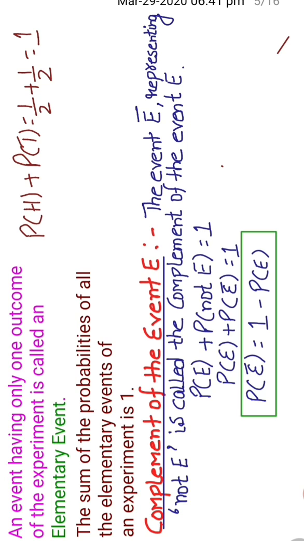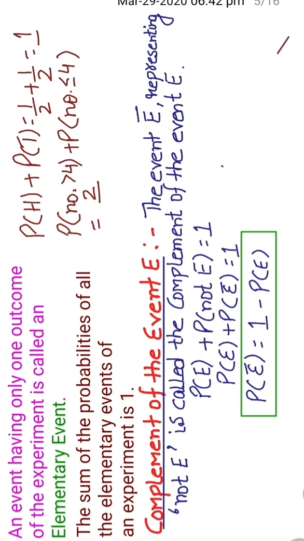Consider another scenario where a die is thrown once. Now consider the probability of getting a number greater than 4, and another event, getting a number less than or equal to 4. Getting a number greater than 4 means there are two possible outcomes, 5 or 6. So probability will be 2 by 6. And a number less than or equal to 4 means getting 1, 2, 3 or 4. The probability will be 4 by 6 and their sum will be equal to 1.